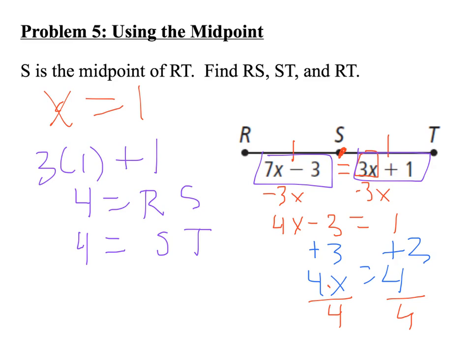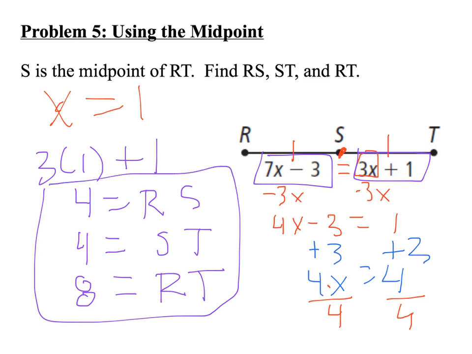And then when I'm looking for RT, you could do two things. You can either just add up the two numbers you already have, or else you could put it into the original equation, kind of like we do with the segment addition postulate. But that's a lot more work. So here are my 3 answers.